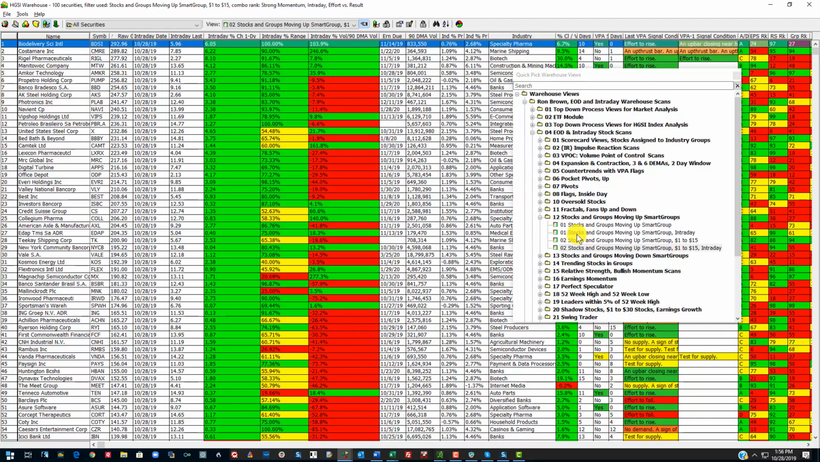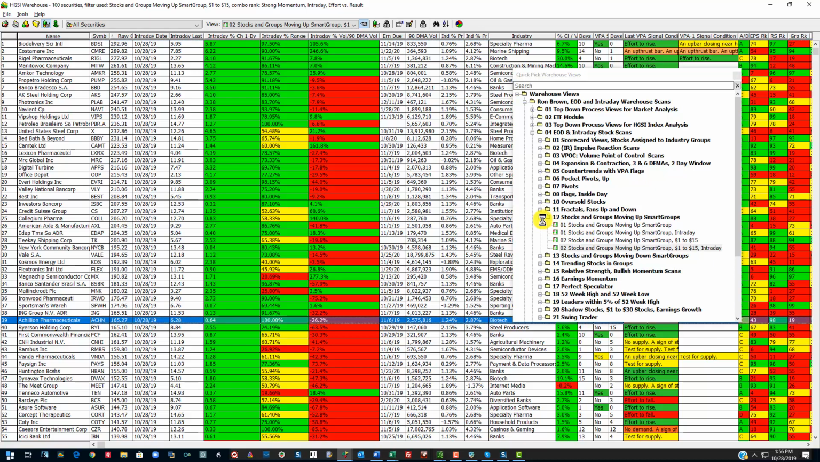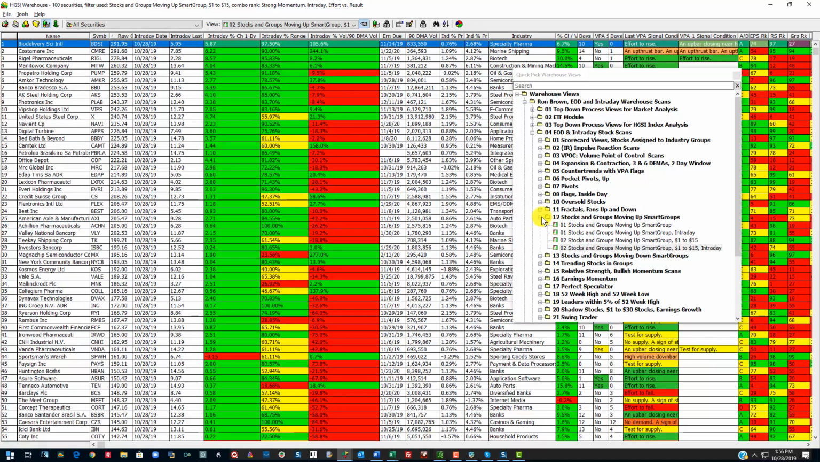Now I'm going to go to the stocks and groups moving down SmartGroups. This works just the opposite. I mean, it goes into the SmartGroups, which are created during the update every night. But these are stocks that are going down rather than going up.